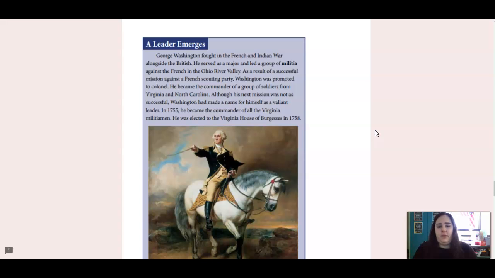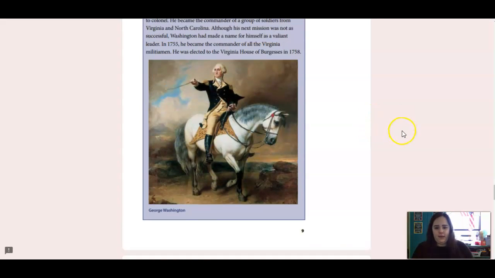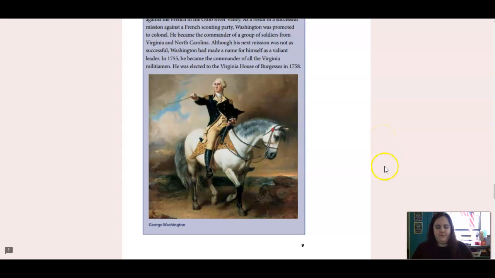He became the commander of a group of soldiers from Virginia and North Carolina. Although his next mission was not as successful, Washington had made a name for himself as a valiant leader. In 1755, he became the commander of all the Virginia militiamen. He was elected to the Virginia House of Burgesses in 1758. And there is George Washington.